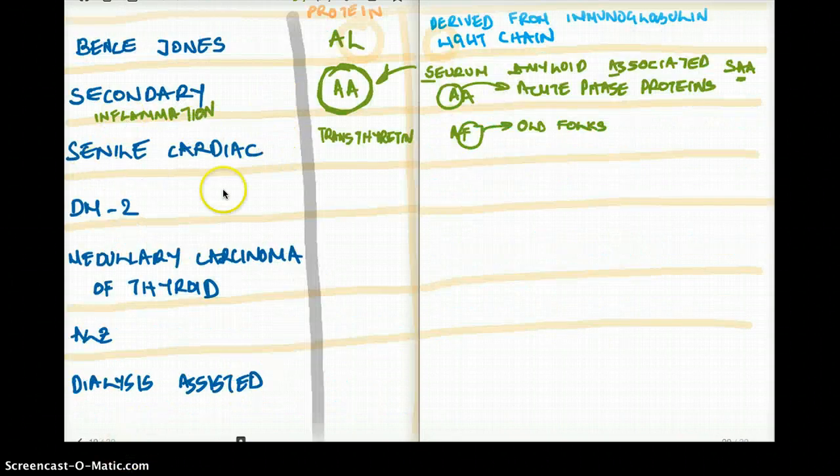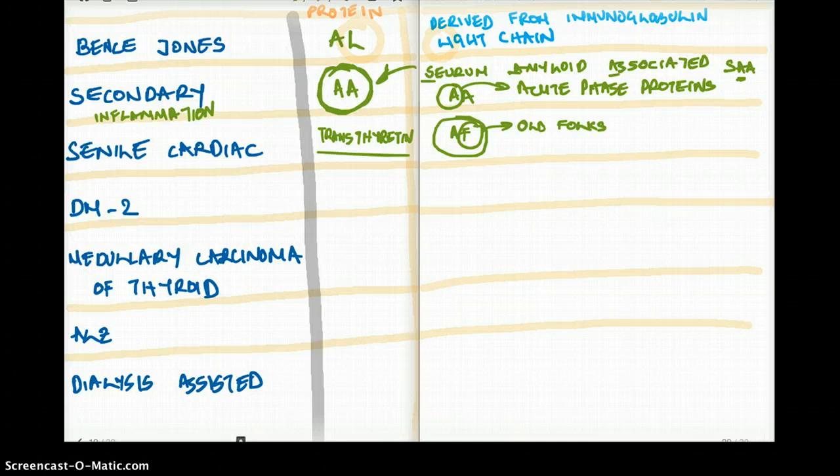Now, moving on to our next one, which is senile cardiac type of amyloidosis. And we have deposition of the protein called transthyretin. Transthyretin is derived from the protein AF. And you can remember F from old folks, okay? F for folks, old folks, which is giving us a deposition of transthyretin in our cardiac tissue.